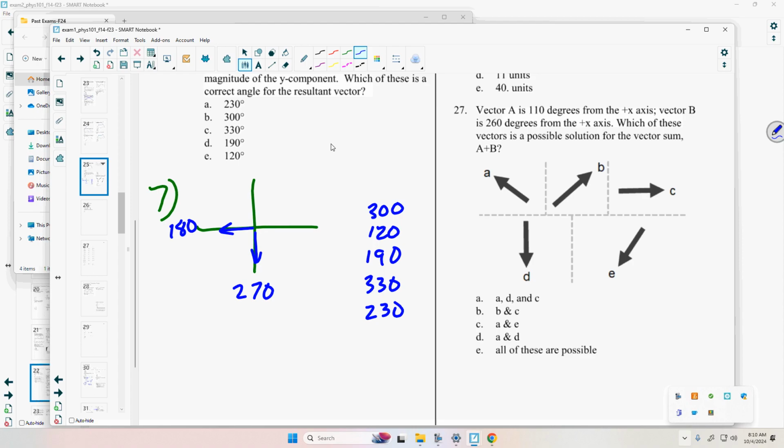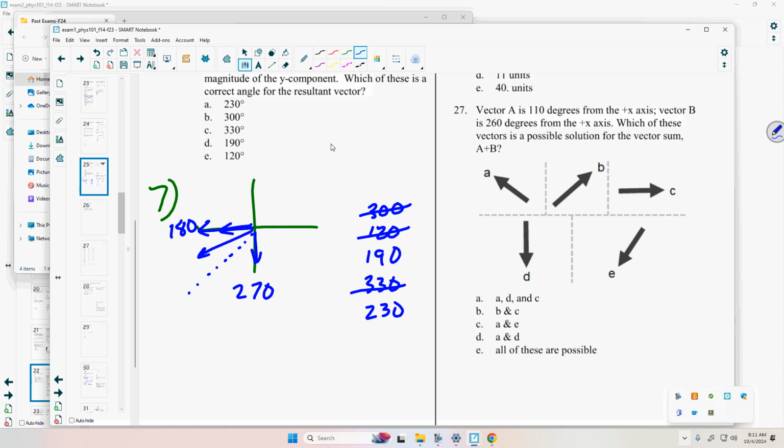So immediately, once I know the signs of the components, I can get rid of some of these. Anything not between 180 and 270, I can get rid of. So I can get rid of those three. But then I'm left with these two. And then I say also that the magnitude of the x component is bigger than the magnitude of the y component. They're not the same size. That means that the resultant of the vector is going to be in this half of that quadrant.